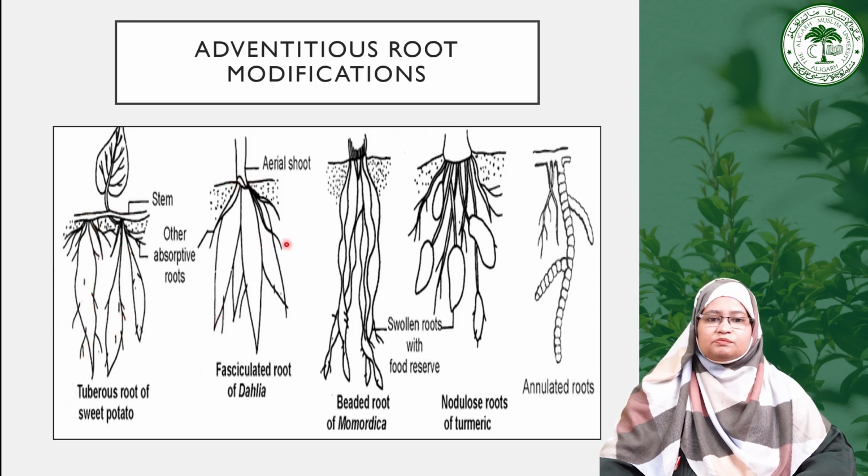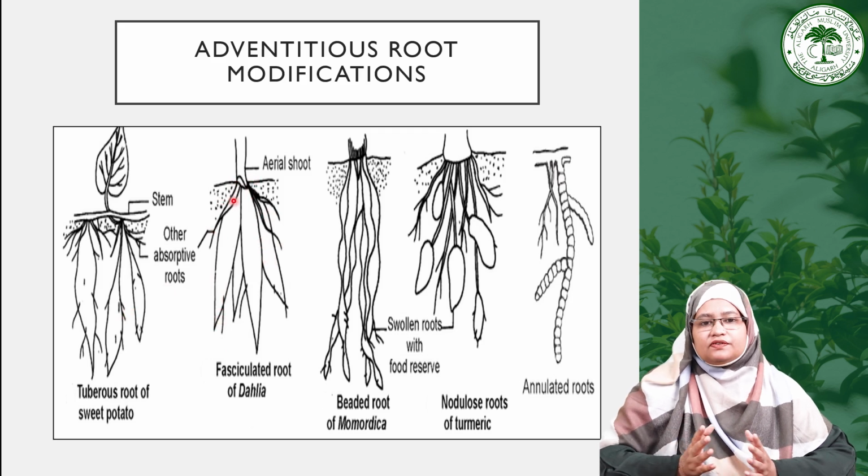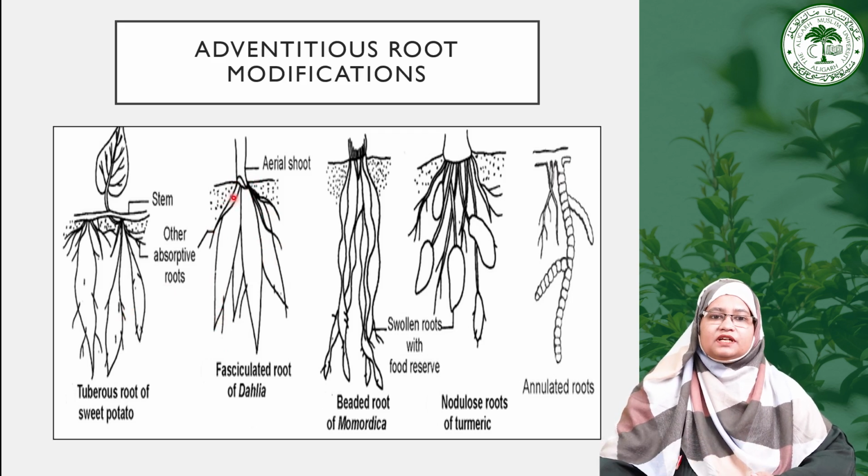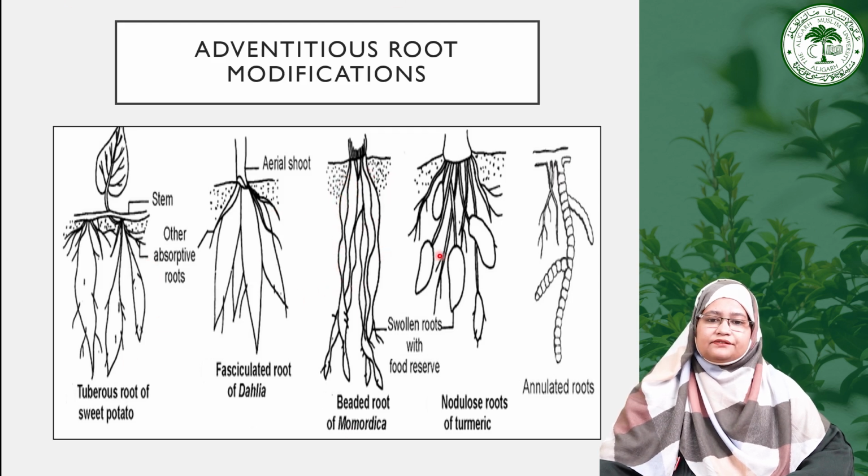As you can see in this particular dahlia, there is a bunch of roots present just below the aerial shoot. These are termed as the fasciculated root that is present in the dahlia. Then the beaded root in momordica, these roots have, as you can see, a beaded structure. Then the fourth one is the nodulose root, as in case of turmeric. At the end of the root you will find there is a swelling, that is the swollen root at the end. These roots are reserving the food materials.